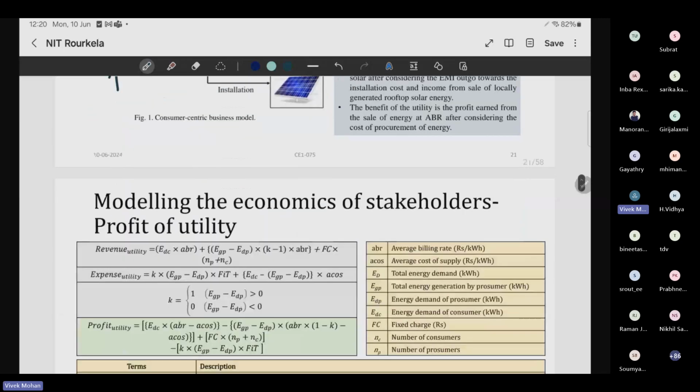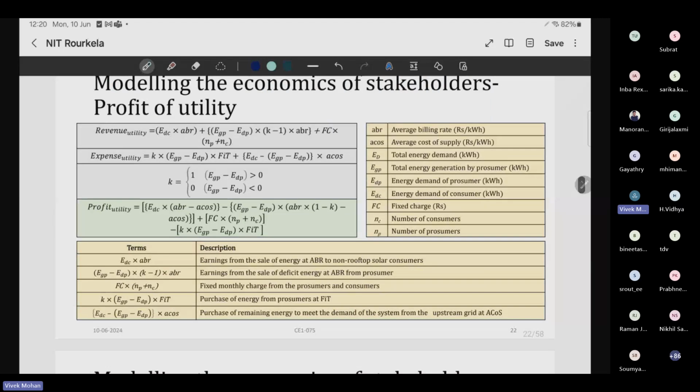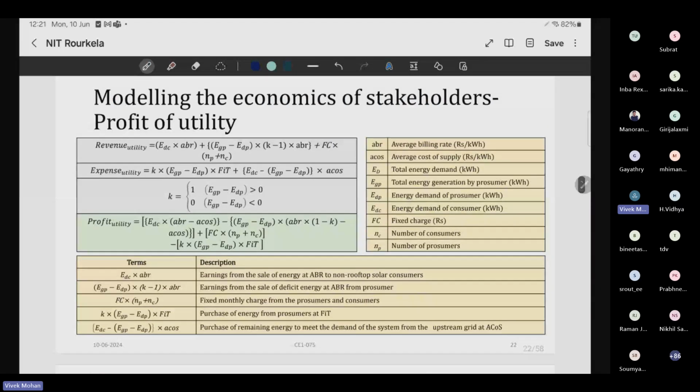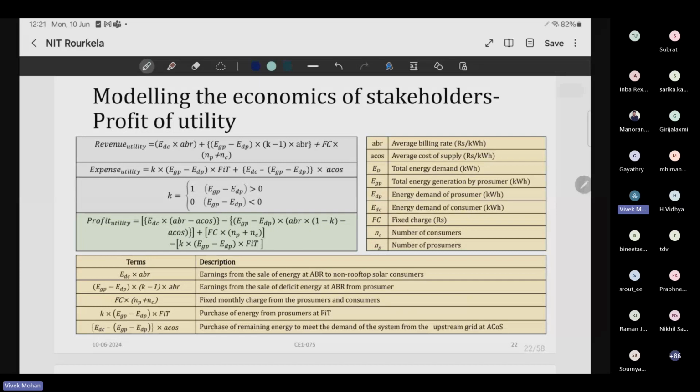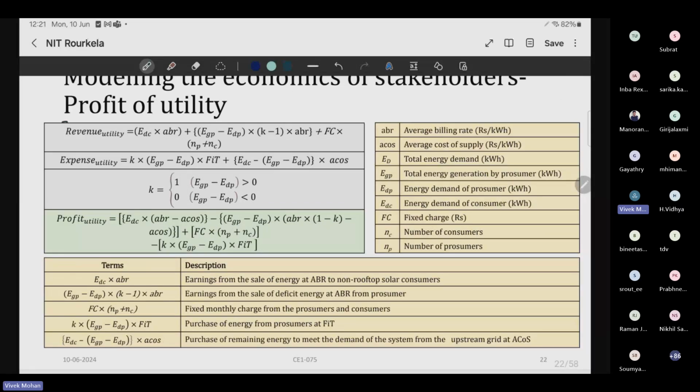So what are we doing for that? This is a very small work done by one of our MTech students in NIT Trichy. When I was in NIT Trichy, one MTech student did this particular work. He actually modeled the economics of all the stakeholders, the third party, RESCO, utility, and the end user. So you can see here revenue of the utility, expense of the utility, revenue minus expenses, profit of the utility. That is modeled. But he has only touched the first model, which is the consumer-centric model.